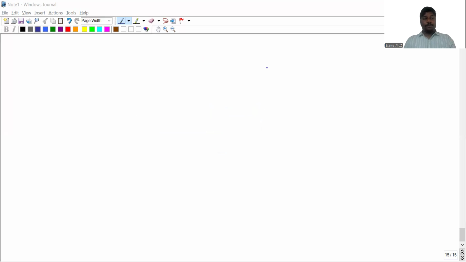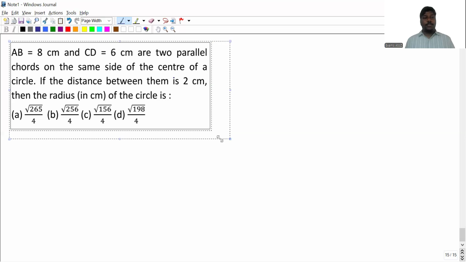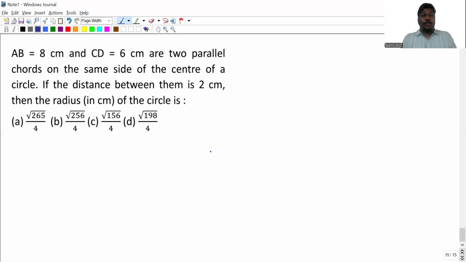If I take a question, look at this. The two chords are 8 and 6, and they are two parallel chords on the same side of the center. If the distance between them is 2 centimeters, first you take only half of the chord, 4, and half of the other chord, 3. And what is the distance between them? 2. The difference between them is not matching this 2. If, for example, they had said 1, we could have said the radius is 5.